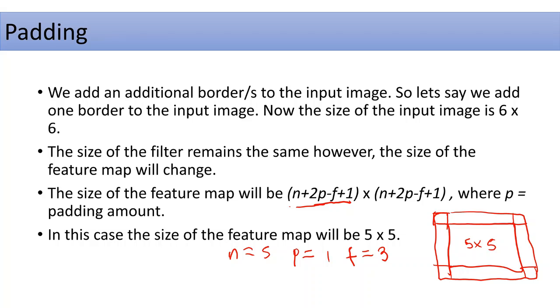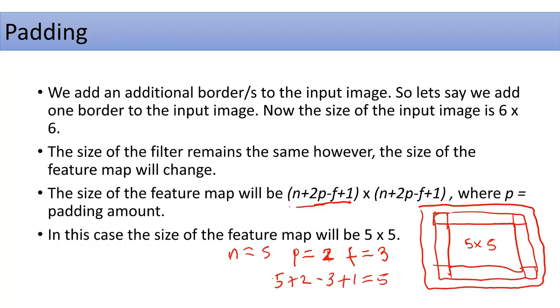So applying the formula, we get 5 plus 2 minus 3 plus 1, which is equal to 5. So the size of our feature map will be 5. If we pad the value of 2, that is 2 borders, then this becomes 4, and then the size of the feature map is 7.